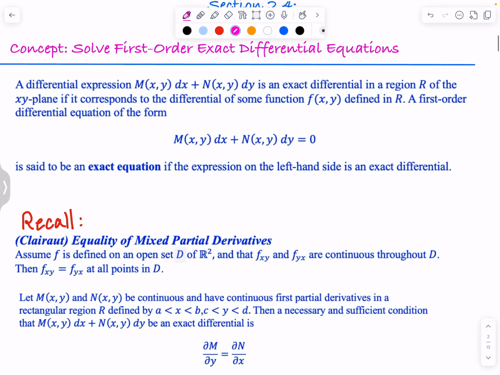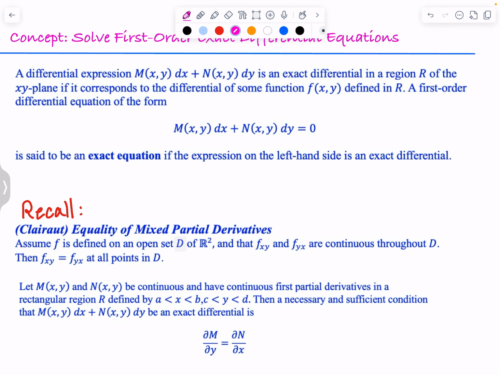Here's our differential expression. It is an exact differential in region R of the xy plane if it corresponds to the differential, oh, I did spell it right, of some function f defined in R. That's what we just said, that I can take my partials and get this differential. A first-order differential equation of the form is said to be exact if the expression on the left-hand side is an exact differential. Okay, cool, that doesn't help us yet.